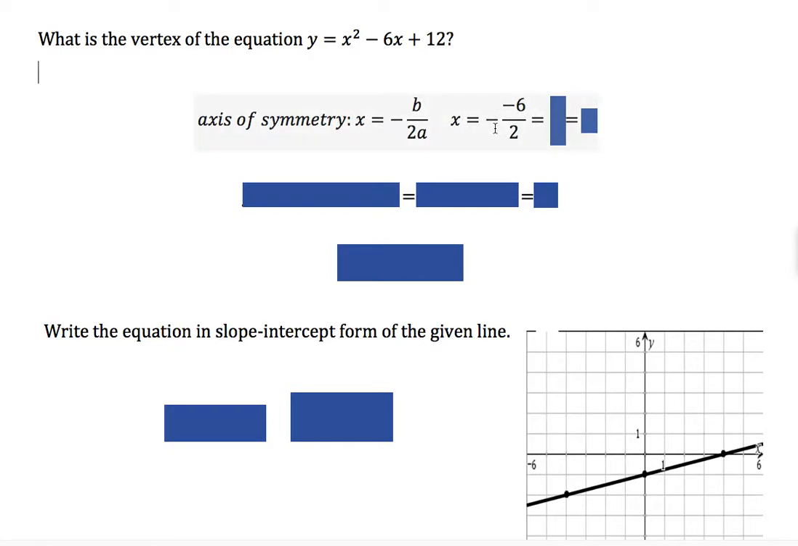So I'm going to have the equation set up like this. Well, I have a -6, which becomes a +6. And then 6 divided by 2 is 3. So my axis of symmetry is when x is equal to 3.